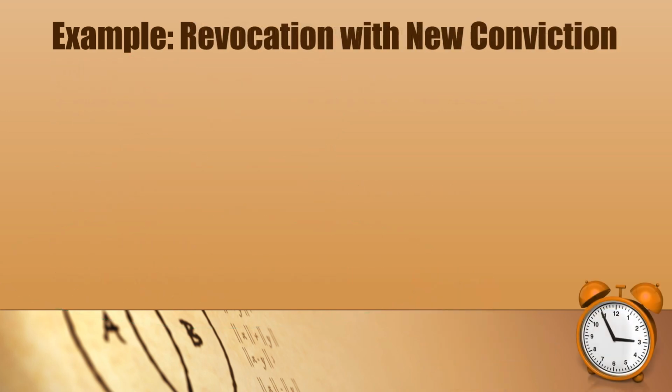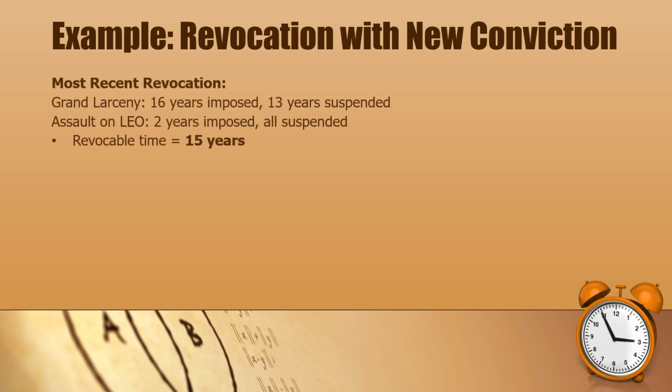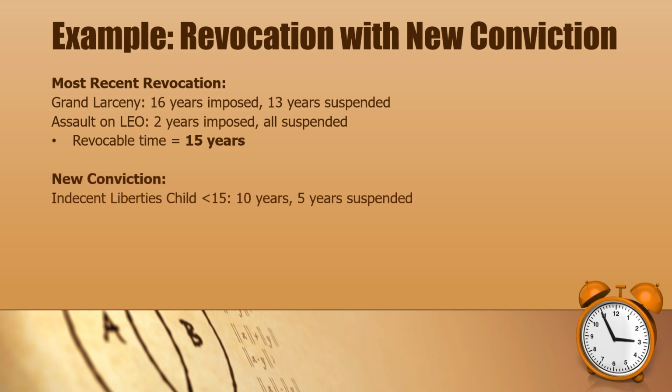Now, let's look at an example of a revocation resulting from a new conviction. We will use the most recent revocation for our defendant, where he now has 15 years of revocable time hanging over his head after serving time for his original sentencing and then the prior violations. After serving his 3 years on the last violation, he obtained a new conviction of indecent liberties with a child less than 15 years old. The judge imposed 10 years with 5 years suspended.